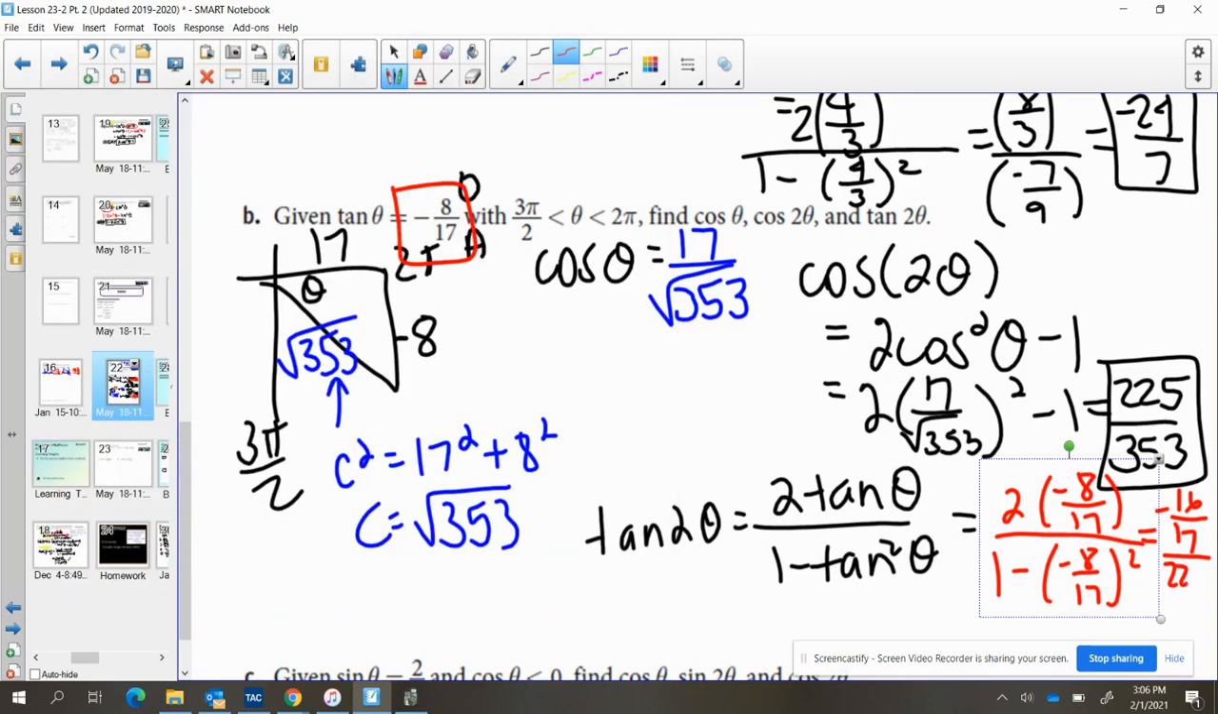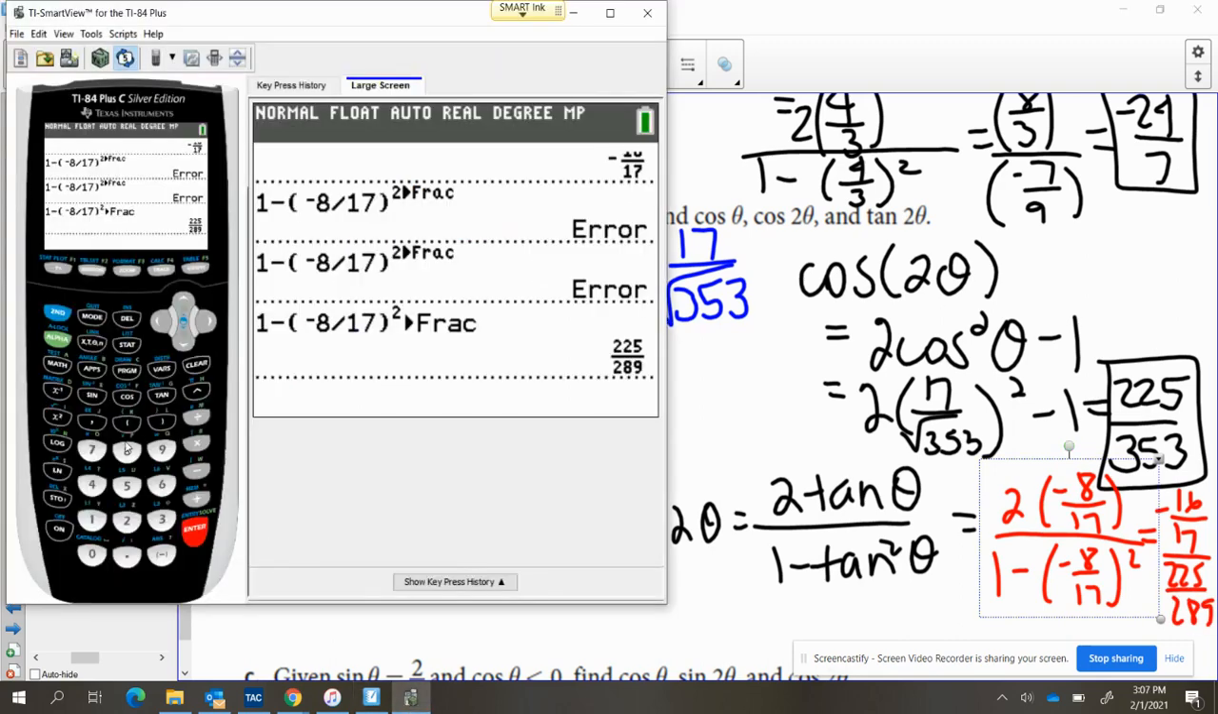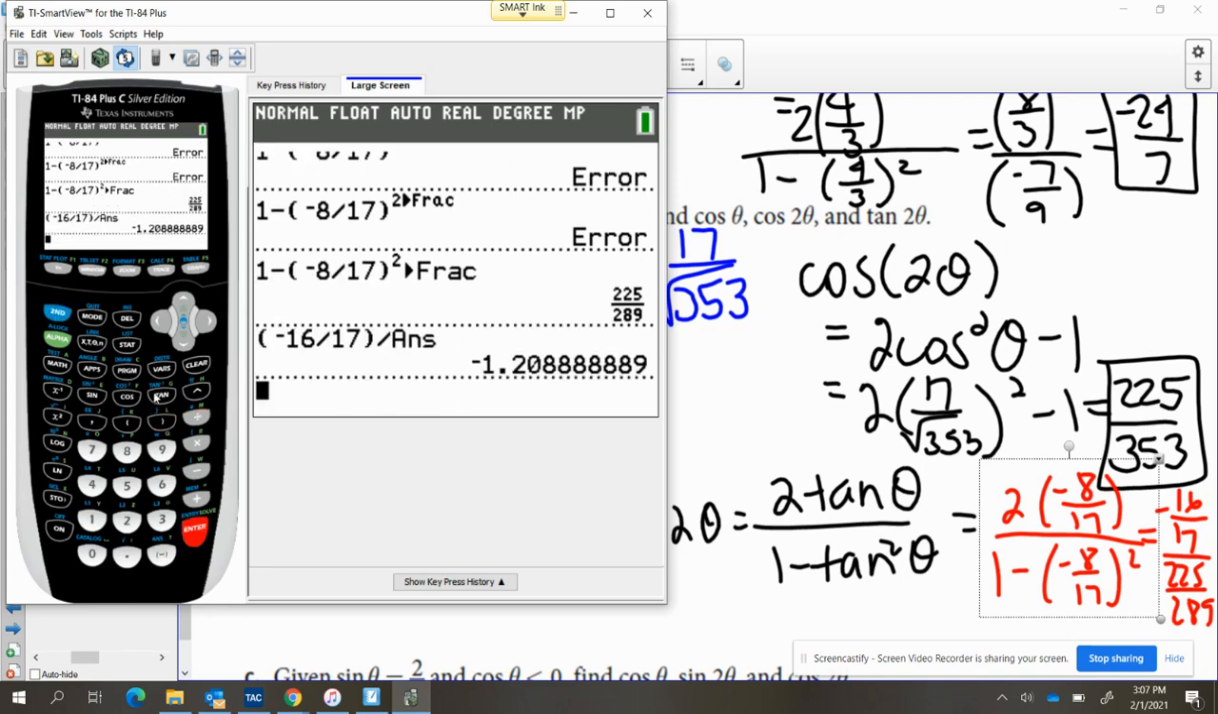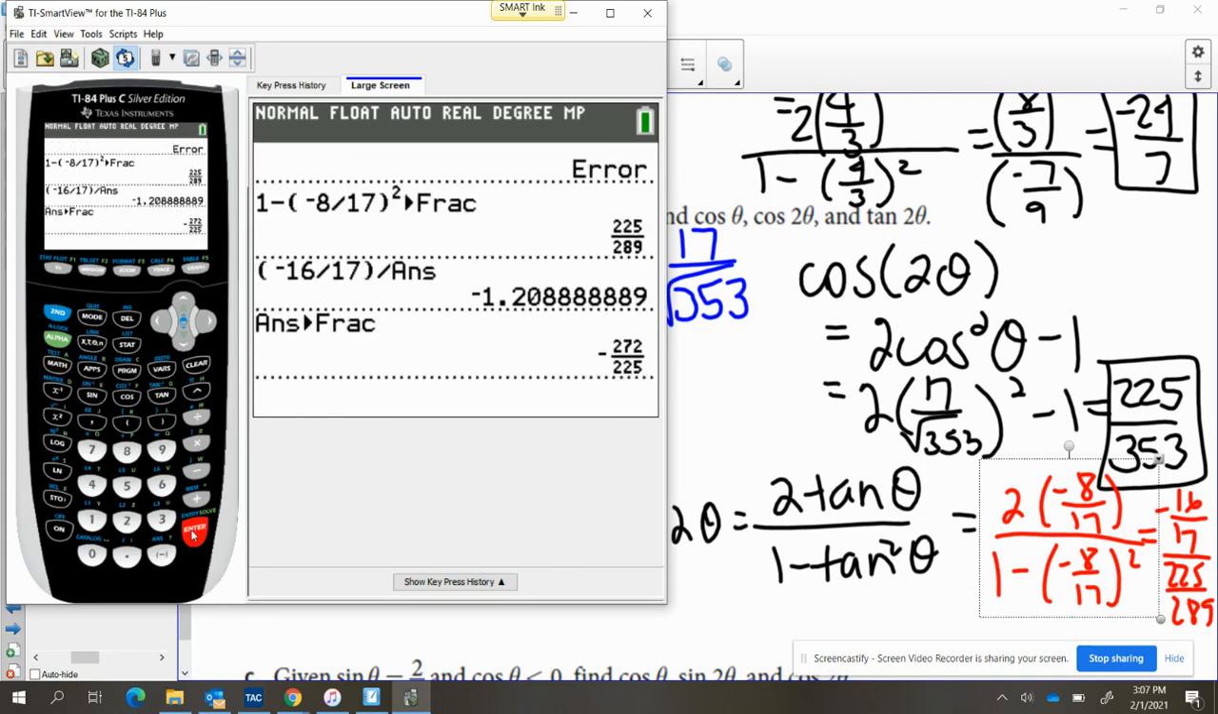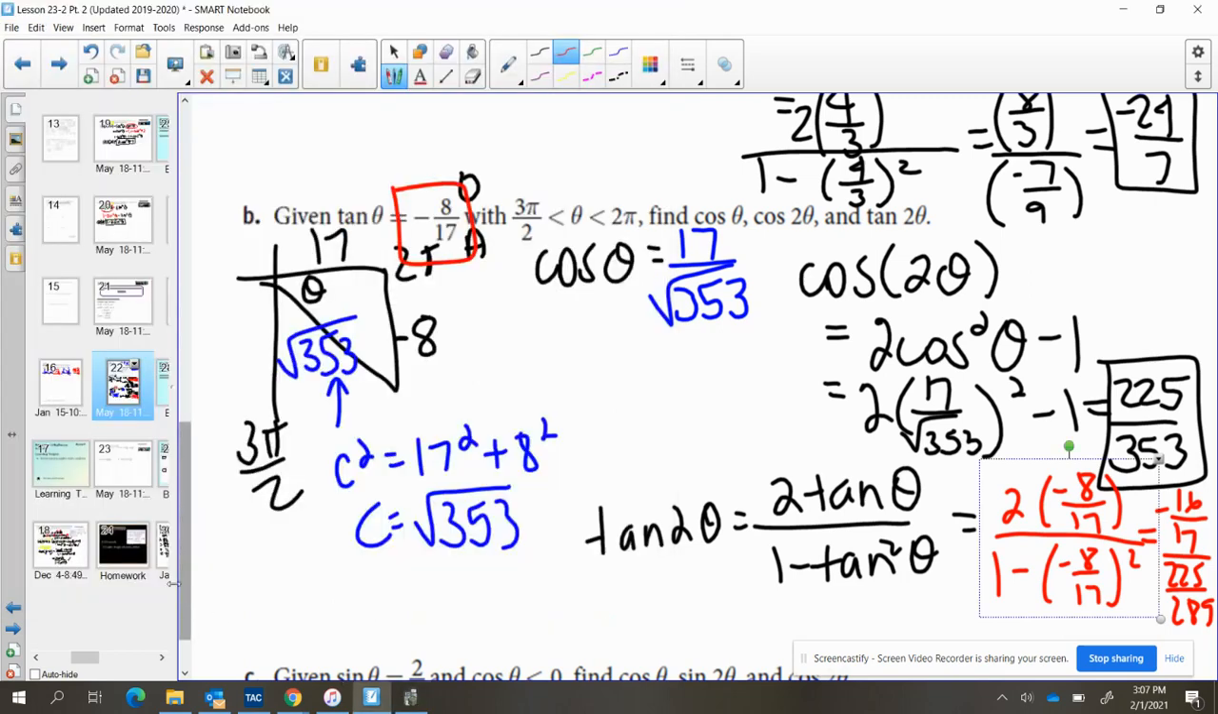So finally, we can take the negative 16 over 17 and to minimize my risk, I'm just going to hit second answer to get that fraction back in there, divide by that. And we finally get the final answer of negative 272 over 225.